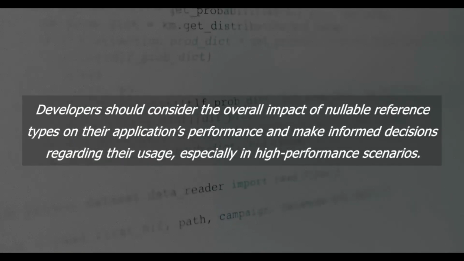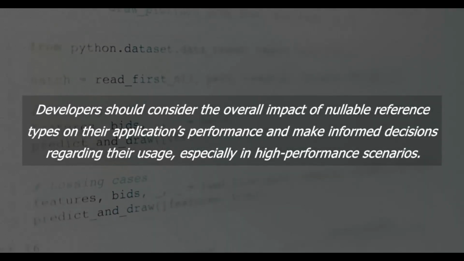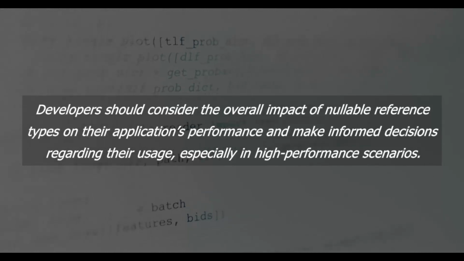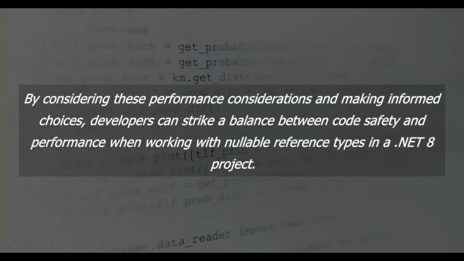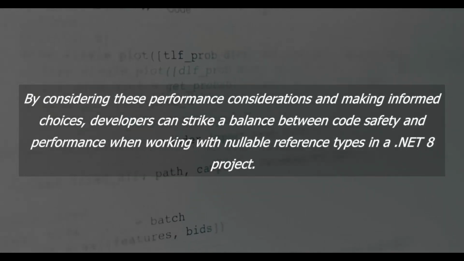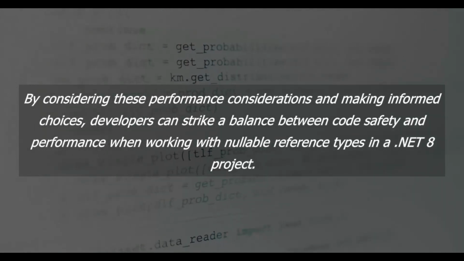Developers should consider the overall impact of nullable reference types on their application's performance and make informed decisions regarding their usage, especially in high-performance scenarios. By considering these performance considerations and making informed choices, developers can strike a balance between code safety and performance when working with nullable reference types in a .NET 8 project.